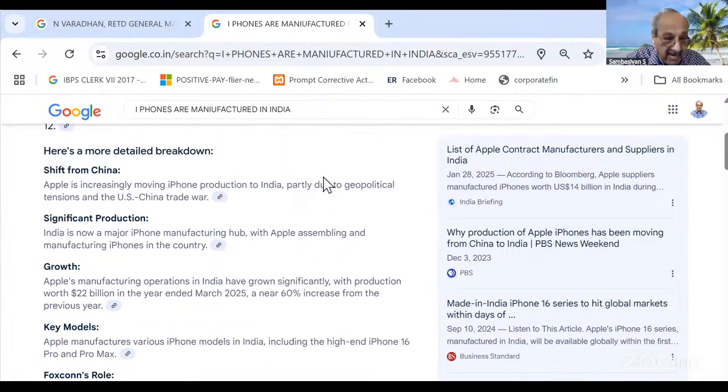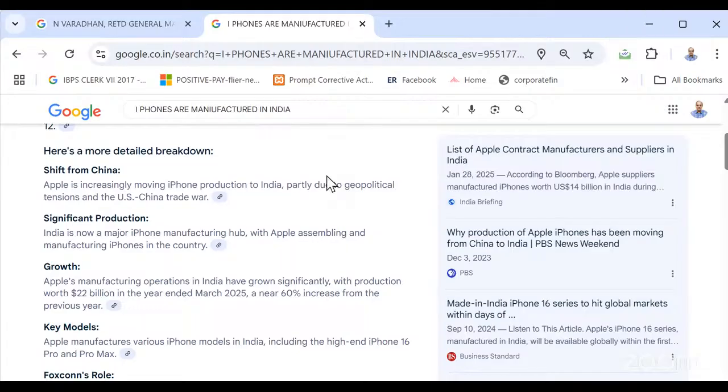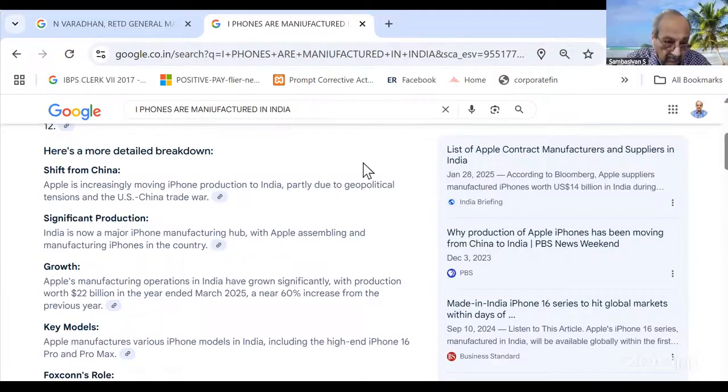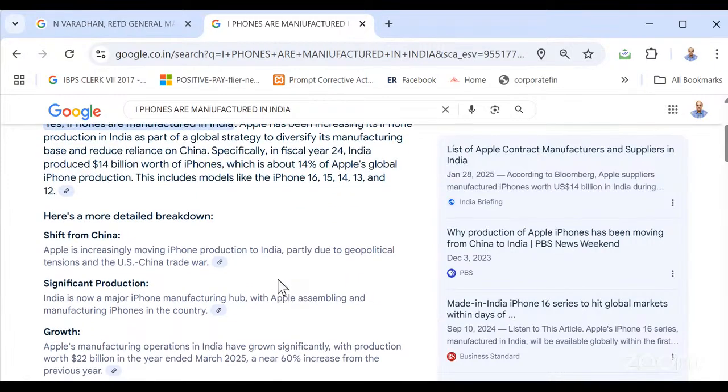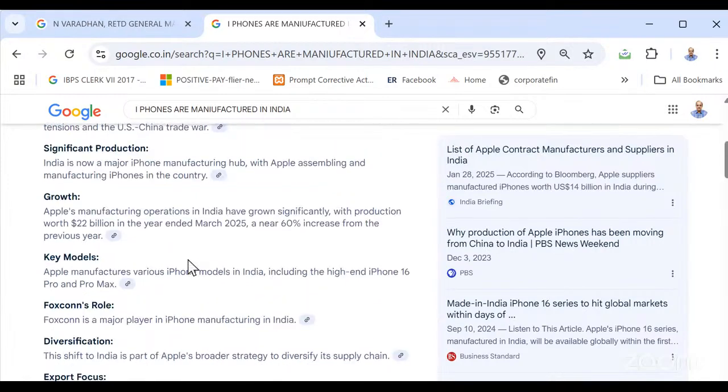Here is a more detailed breakdown. Please read. Shipped from China, Apple is increasingly moving iPhone production to India, partly due to geopolitical tensions and the US-China trade war. Significant production: India is now a major iPhone manufacturing hub, with Apple assembling and manufacturing iPhones in the country. Growth: Apple's manufacturing operations in India have grown significantly, with production worth $22 billion in the year ended March 2025, a near 60% increase from the previous year.